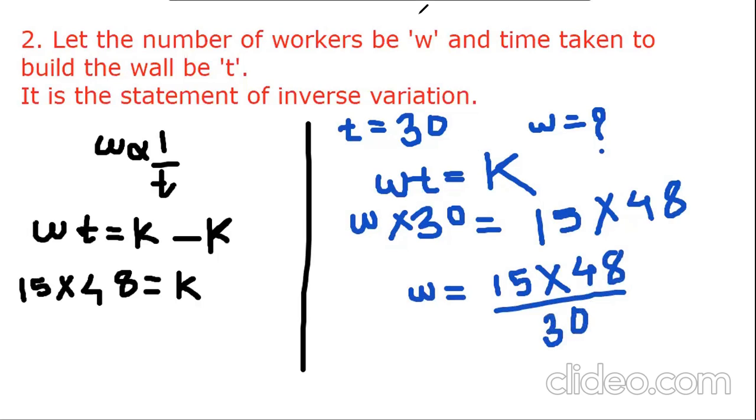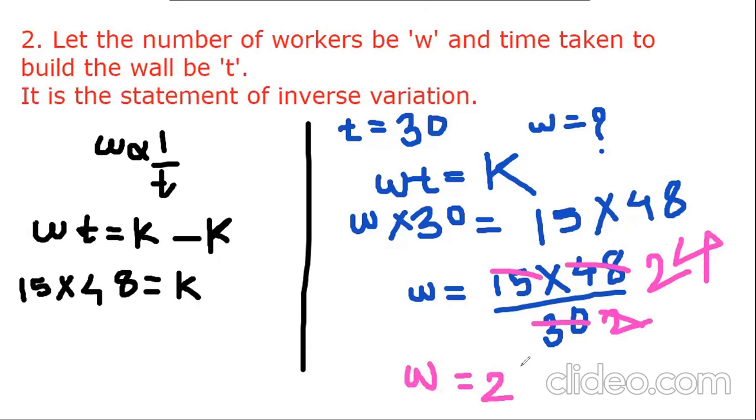चलो इसको solve करो. What do you get here? 15 ones are 15. 15 twos are 30. 2 ones are 2. Here it will be 24. So number of workers will be 24. So to finish the work in 30 hours, you will require 24 workers. Getting, guys?